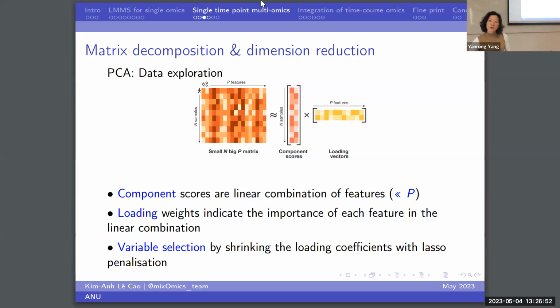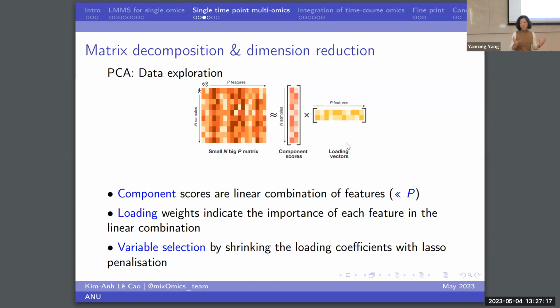And what we also have are those loading vectors. Basically, they are the coefficient, the variable coefficient of each gene that you apply in your linear combination. So the higher that coefficient in absolute value, the more important that specific gene is to explain the variation in your data.